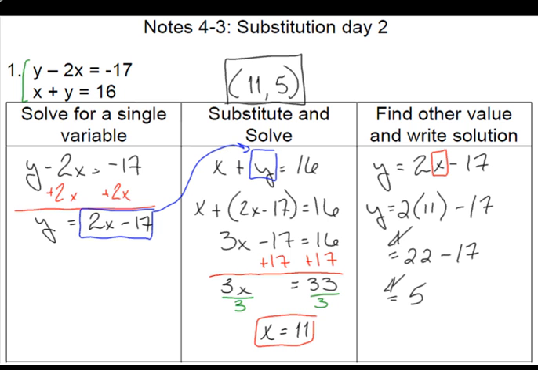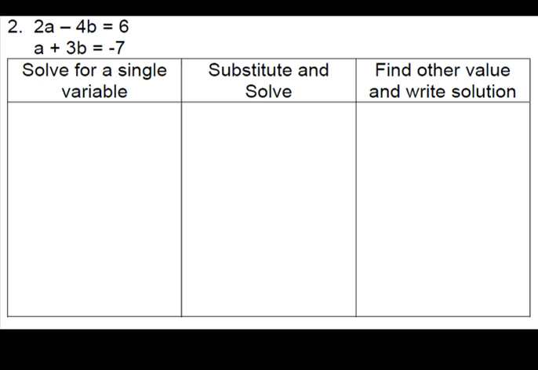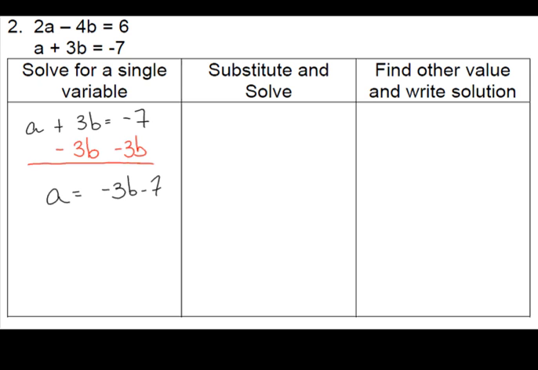Let's look at example 2. In example 2, we have 2a minus 4b is equal to 6, and a plus 3b is equal to negative 7. I'm going to use the second equation this time, a plus 3b is equal to negative 7, and I'm going to isolate my a. I chose the a because it is the one with a 1 as our coefficient, so we do not have to do any dividing afterwards. I'm going to subtract 3b from both sides of my equal sign so that I can isolate my a variable. And I get that a is going to be equal to negative 3b minus 7.